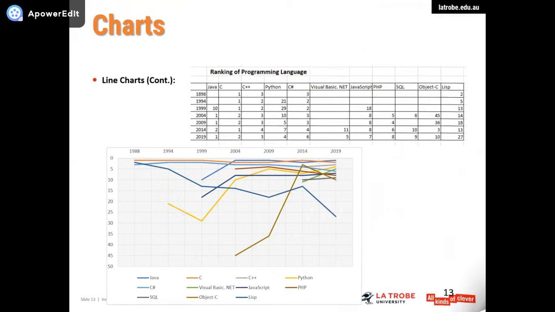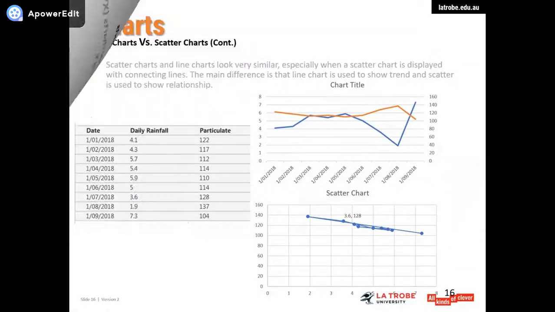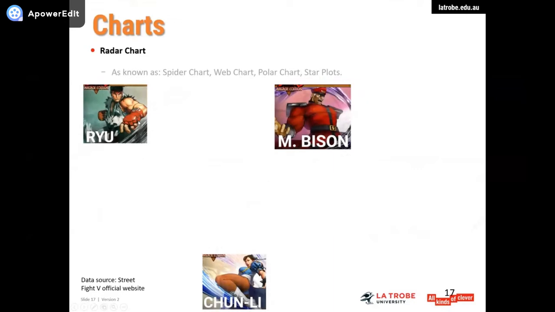And then there is the scatter chart. You should understand the difference between the line chart and scatter chart. In which case should we use the line chart, and in which case should we use the scatter chart? This is very important knowledge you must know. There is a radar chart. The radar chart you can quickly go through. You can skip this part actually.